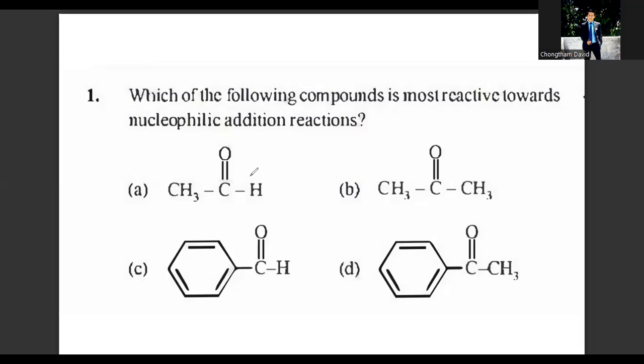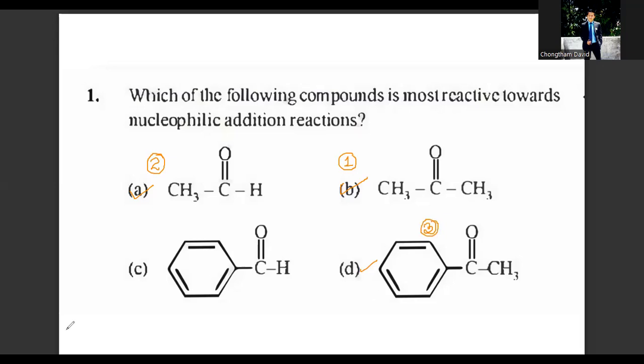So the most reactive one will be B first, followed by A. Let me write the ranking here. 1, 2, and last you have 3. This will be the correct sequence.